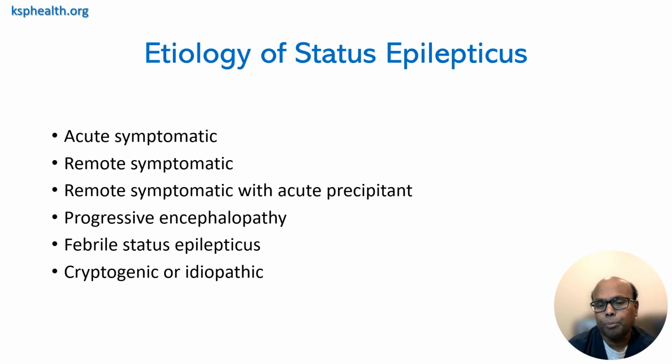The etiologies of status epilepticus are grouped into 6 different categories. It could be acute symptomatic, remote symptomatic with acute precipitant, progressive encephalopathy, febrile status epilepticus, and cryptogenic or idiopathic.